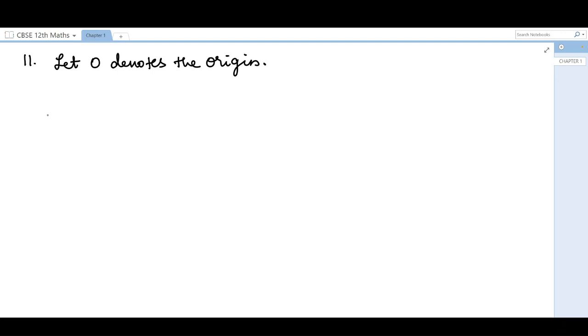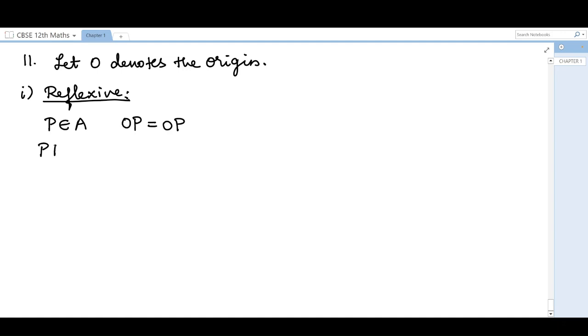First, let us verify reflexive property. So, if we consider a point P in our set A, so that its distance from origin be OP. Since the distance of the point P from the origin is always same as that of the distance of the same point from the origin, we can say OP equal to OP. Therefore, we can say P is related to the same point P, which implies R is reflexive.